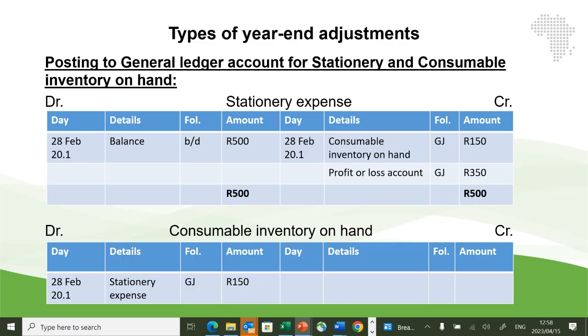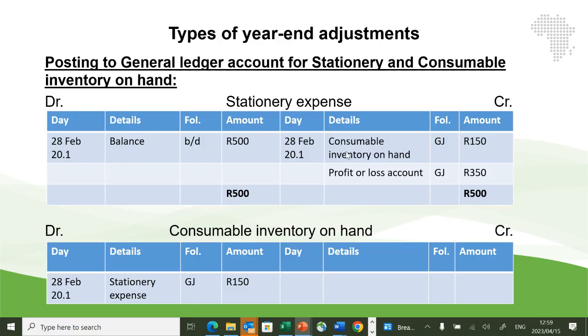Again, if they wanted you to post to the general ledger accounts for stationery and consumable inventory on hand, this is what we would have done. You would have known that stationery is an expense. So they tell you that it will have been 500. That is the balance brought down, because that's what we purchased during the year. We would have just put it here as 500. We could have even written bank here because we've paid for it. We debited stationery expense, we credited bank, you put 500, you write bank there.